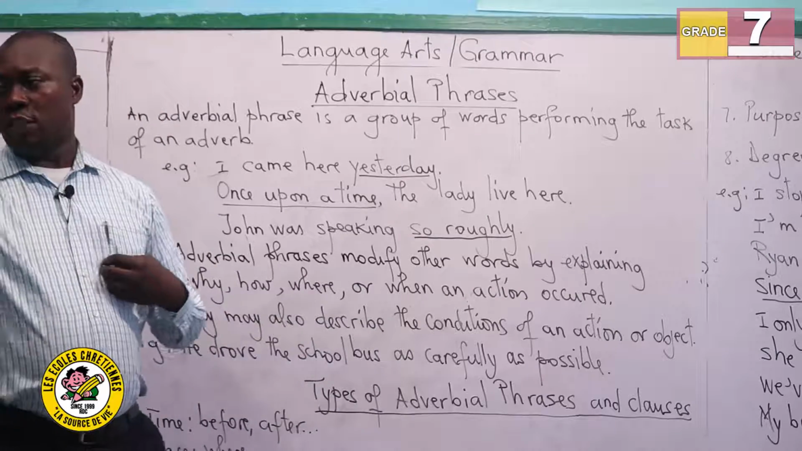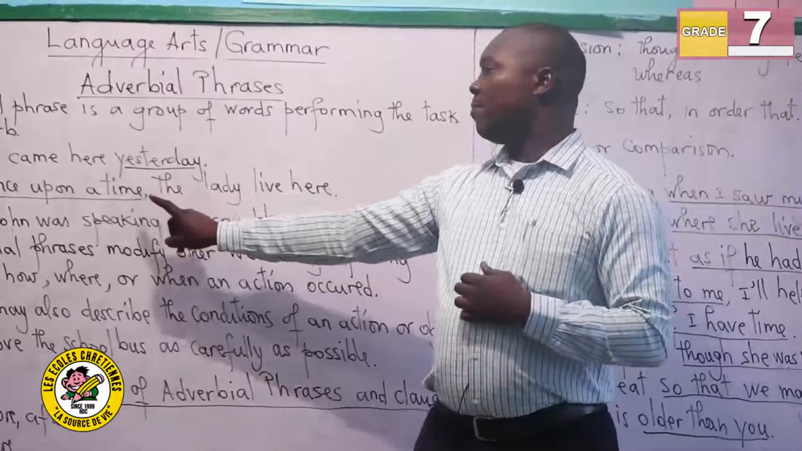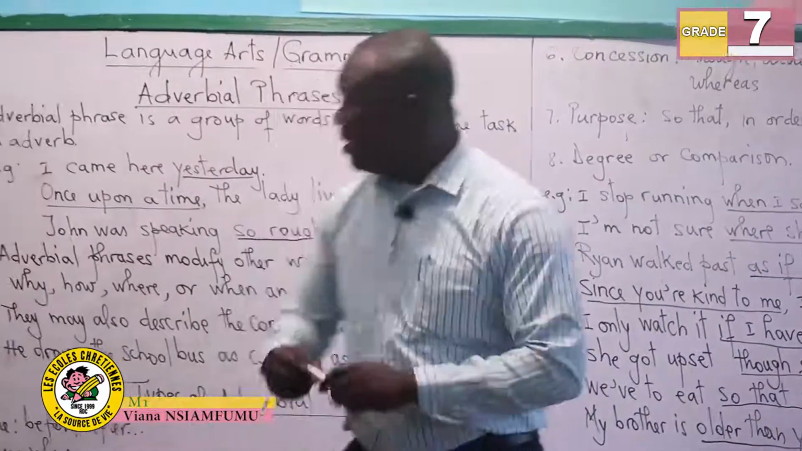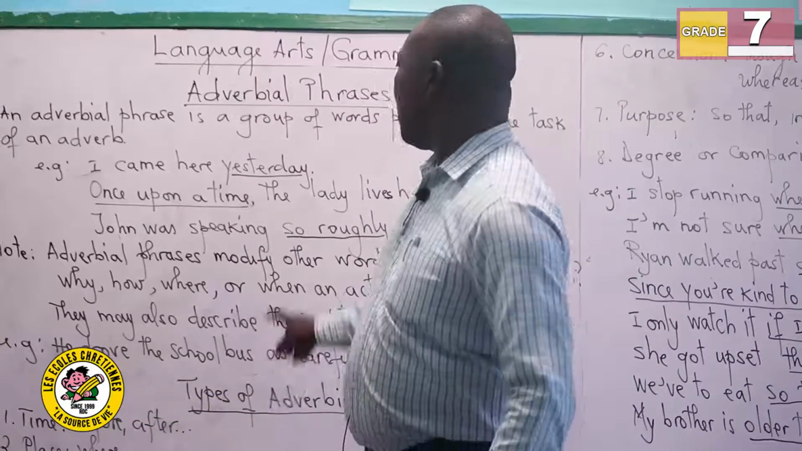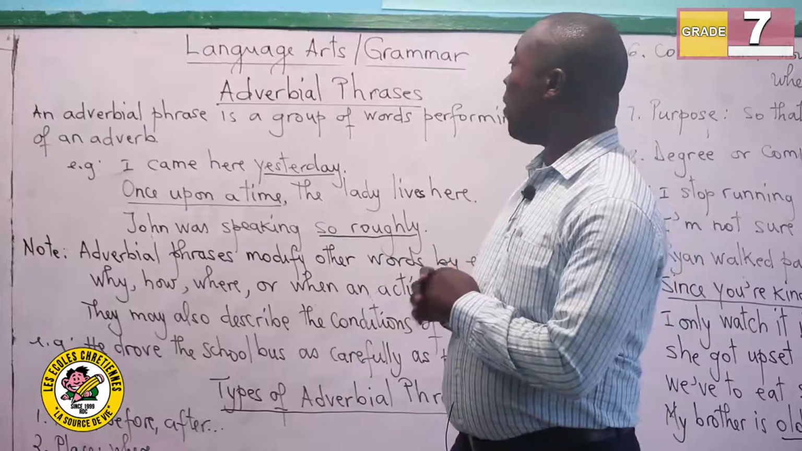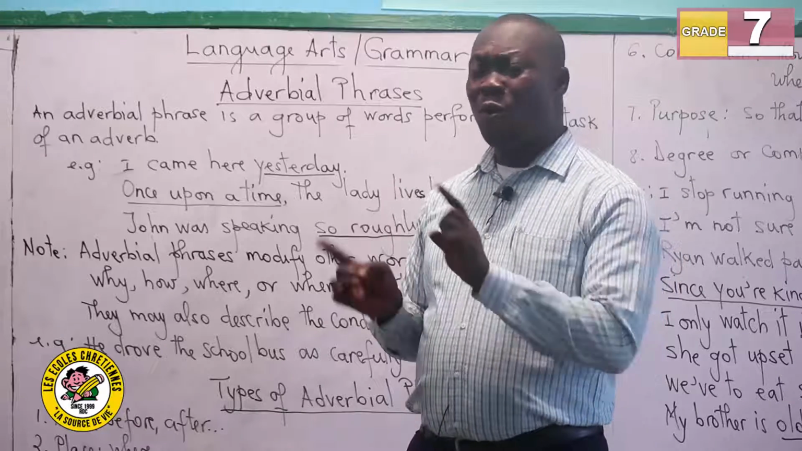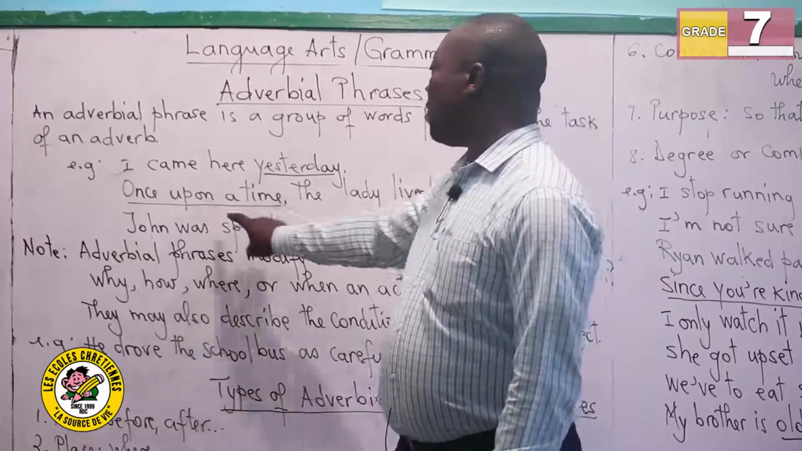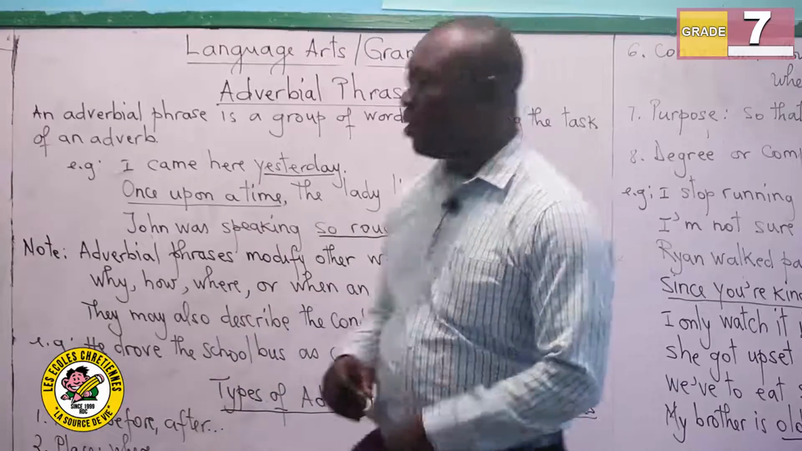The second example, yes, over there, can you read the second example that we have? Once upon a time, the lady lives here. And we are going to ask the question in order to find our adverbial phrase. The lady lives here, why or when? Yes? When. Very good. Once upon a time, the lady lives here. So, once upon a time is our adverbial phrase.